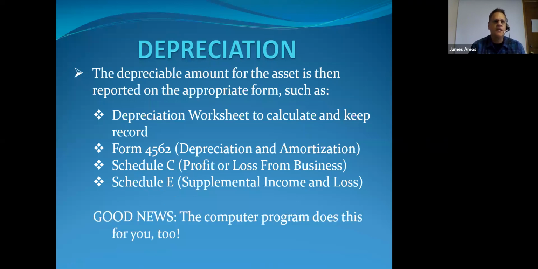Now, the good news is that in real life, your computer program does this for you too. But you need to understand this because we have to have you pass an exam first.